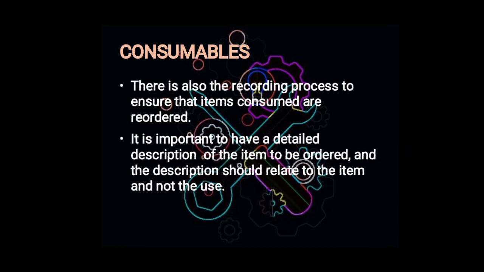It is also important to have a detailed description of the item to be ordered, and the description should relate to the item and not the use. Example, battery size AAA is a much more useful description than batteries for Nokia 343.